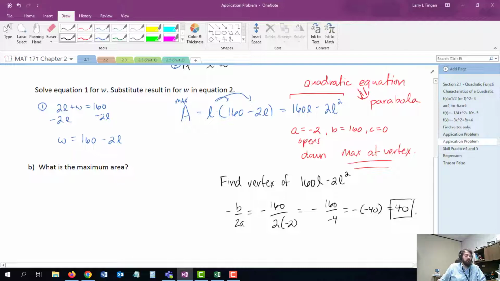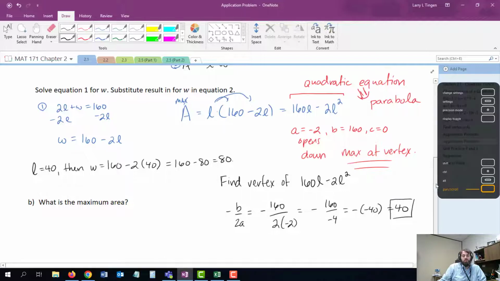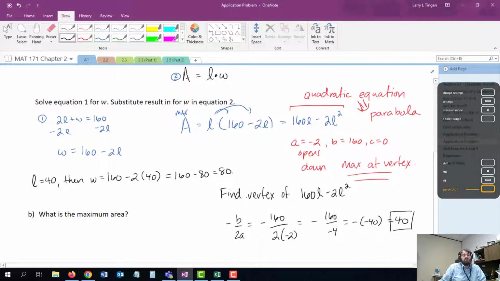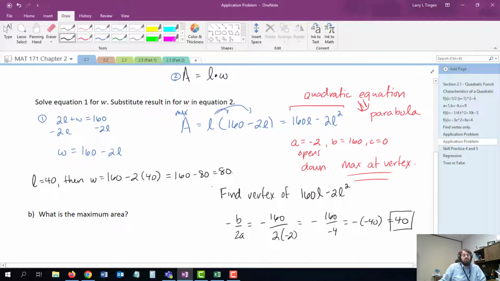Okay. So if that is L, can I find the other dimensions? Yeah. All right. So if this is L, because that's what question 1 asks us to do, if L is 40, then W is equal to 160 minus 2 times 40. 160 minus 80, which equals 80. So what are the dimensions to maximize my area? Well, I need a length of 40 feet and a width of 80 feet.